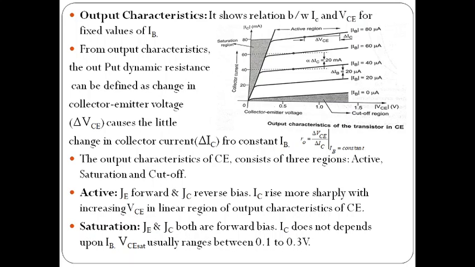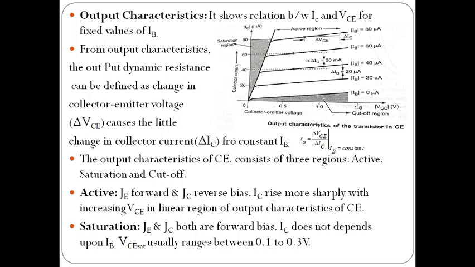The active region we already know: the emitter junction is in forward bias and the collector junction is in reverse bias. In this, the collector current IC rises more sharply with increasing VCE. You can observe in the diagram, in the linear region of the output characteristics of CE, in the active region, our collector current IC increases sharply with increasing VCE value.